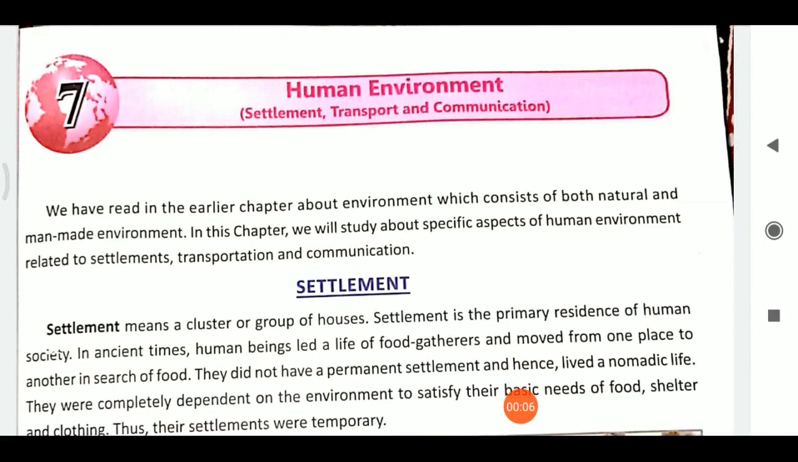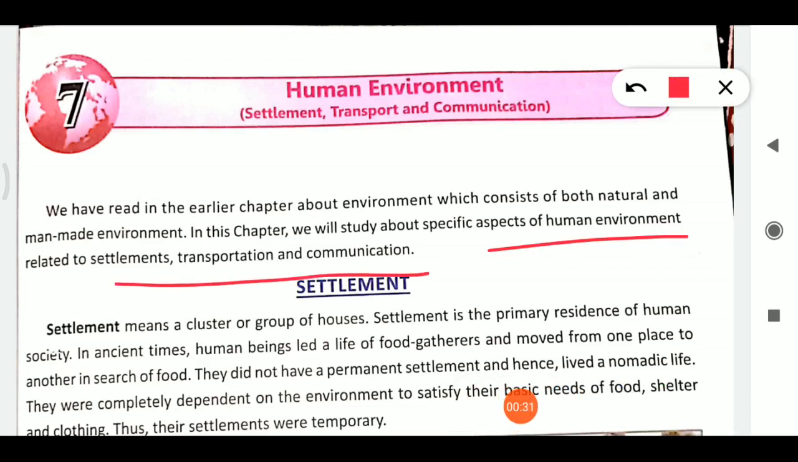Today we are going to start lesson number 7, Human Environment. In this lesson we'll discuss settlement, transport and communication. So in our previous lesson we had read about the natural and man-made environment, and in this chapter we'll discuss the specific aspects of human environment related to settlement, transportation and communication.